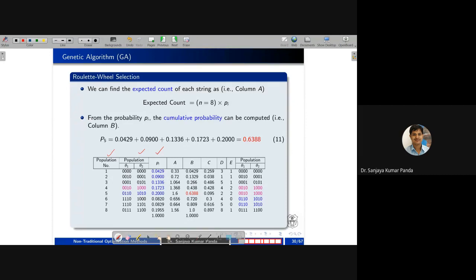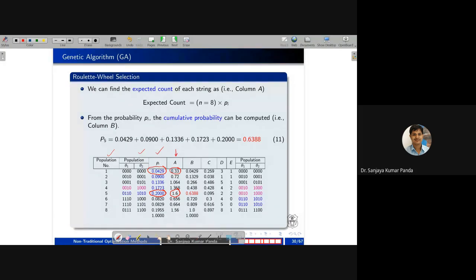Now we'll go for column A. Column A in roulette wheel selection is calculated by multiplying by 8. You know the probability of the first population is 0.0429. If you multiply it with 8, you will get 0.33. Similarly, if you take 0.2 and multiply with 8, you will get 1.6. What is the reason for calculating this? I will tell you.